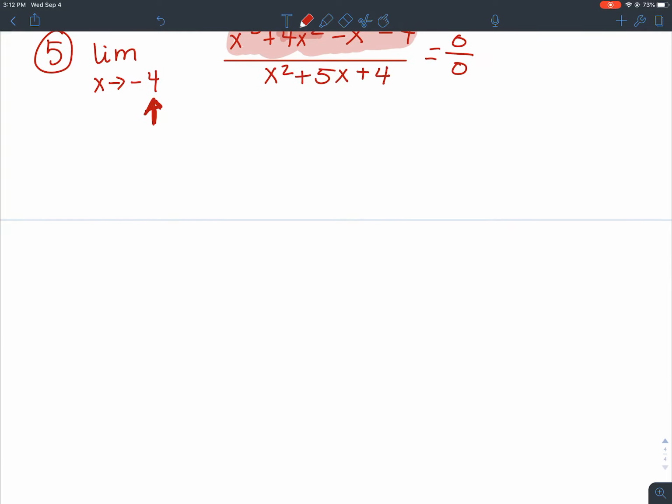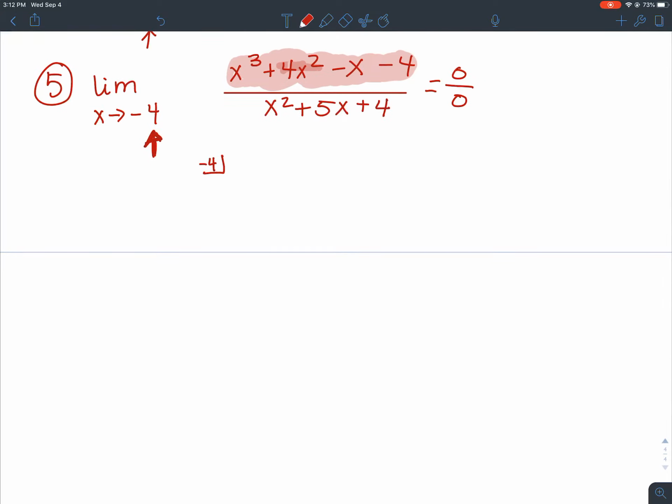All right, so I'm going to come down here. That's what's going to go in my little synthetic box, -4. Now, if you just want to double check, go to your table and see, okay, when I'm at x equals -4, is it 0? If your answer is yes, then we're good to go. All right, so I'm going to put my coefficients. The first coefficient is 1, then I have 4, then I have -1, and then I have -4.